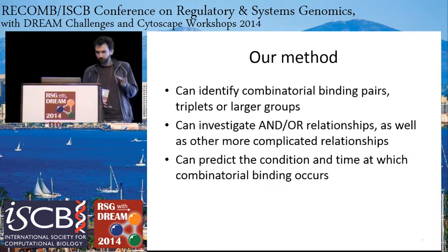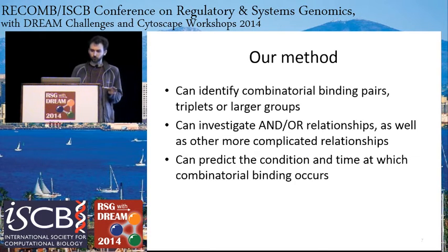So before I go on to exactly how our method works, I wanted to mention a few things. First, I'm going to talk almost exclusively about pairs of combinatorial transcription factors. And that's simply for the matter of time. Our method can also be used on combinations of more transcription factors, triplets, or even larger groups of combinatorial regulators, if you believe that that's actually what's going on in the biology.